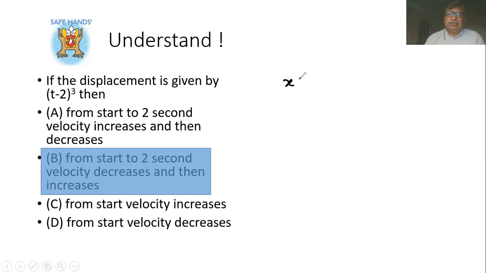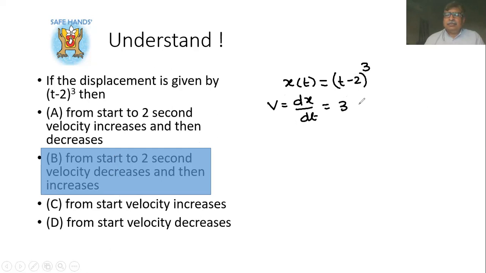The given information is about x of t. It says it is t minus 2 whole cube. In every case, what is asked is the velocity. So obviously, I will have to reach up to velocity. Velocity is equal to dx by dt.